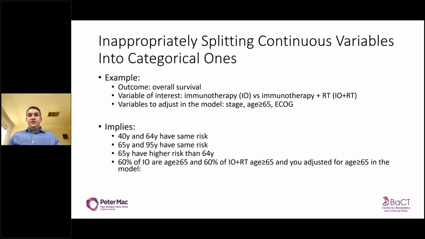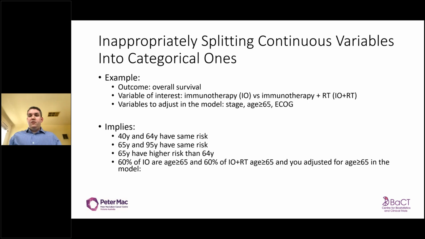Moreover, let's assume that 60% of the patients in the immunotherapy arm were in the elderly group, and exactly the same in the immunotherapy plus radiation arm. And you adjusted for age in the model as a dichotomous variable. If you do that, you might think, well, all is good. I adjusted by age, so I will conclude that the effect or lack of effect of immunotherapy versus immunotherapy plus radiation is independent of age, and all is well.